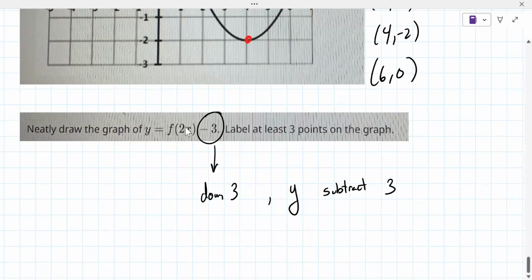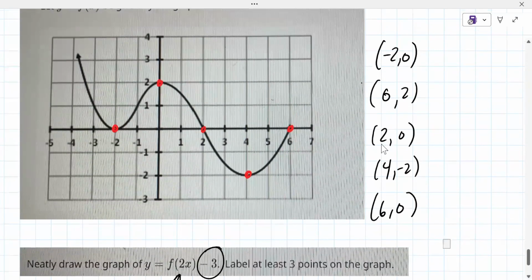The 2, you typically think, well, it must be multiplication. But because it's inside the function, it's the reciprocal of what you think it should be, or the flip. So instead of multiplying by 2, you're actually dividing by 2. You're going to multiply your x values by 1/2. Whenever it's inside, it's always the reciprocal, the opposite of what you think it should be. So now what we have to do is take these 5 points and transform them.